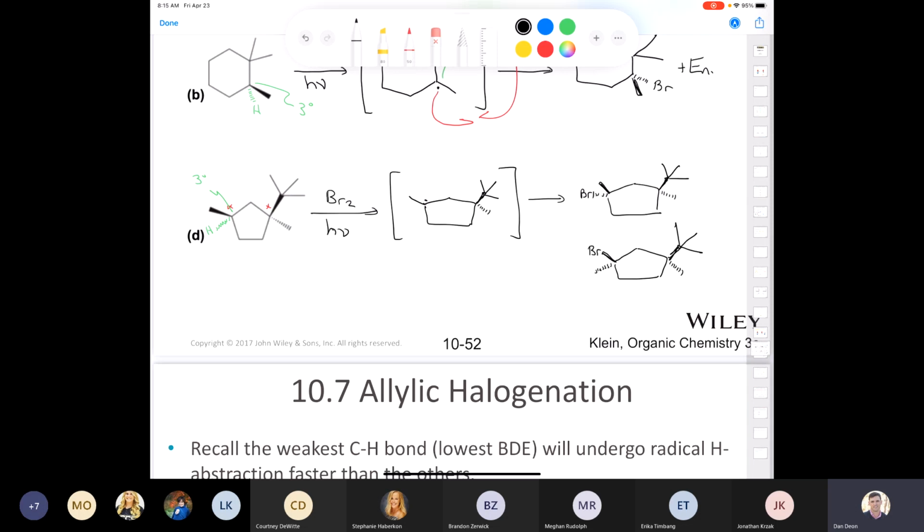Could anybody tell me what the relationship between these two compounds is, right? Going back to chapter 5 here. What would the relationship between these two compounds be? What kind of stereoisomers are these?